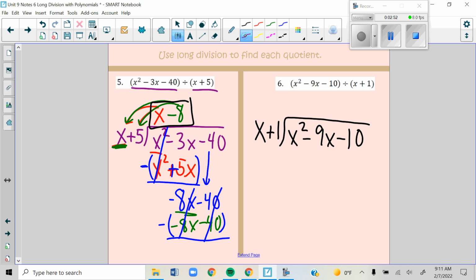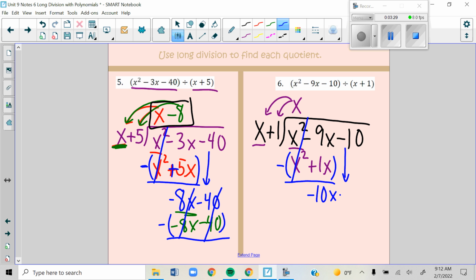All right, so my divisor is on the outside, my dividend is on the inside, and we are going to look at this. I have x, and I need to make it into x squared so I can cancel. So I'm going to times by x. To both of those terms, I get x squared plus 1x. I'm going to throw those in parentheses because I'm subtracting that whole binomial. So the x squareds will cancel, and I have negative 9x minus 1x. So that gives me a negative 10x.